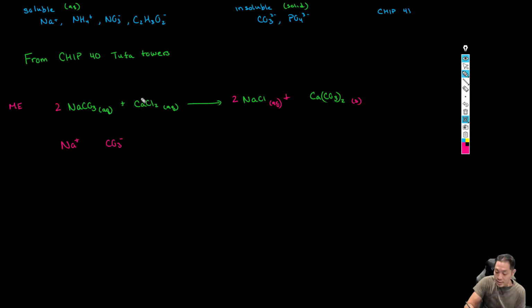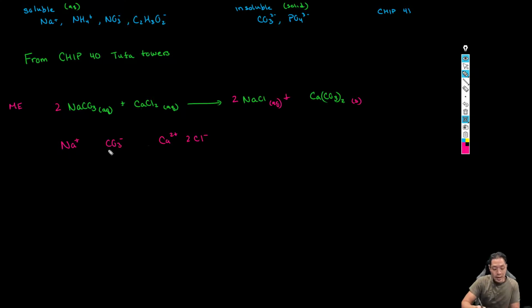CO3 minus. Same thing here. If you put it in solution, it's going to be Ca2 plus and then Cl minus. So when you put these in solution, they're going to be floating around. Here, technically, you have 2 of these because you have CaCl2, and they're going to be floating around in solution.